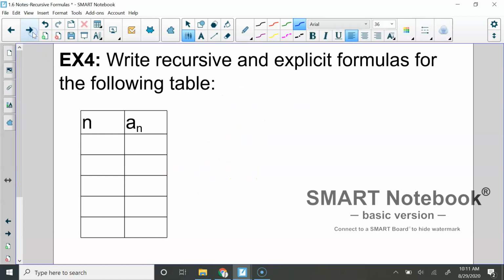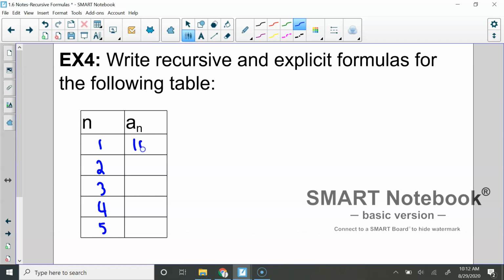Okay, so let's look at writing a recursive and explicit formula for the following table. So I'm going to fill this in here. So we're going to have 1, 2, 3, 4, 5, and we're going to have 125, 6.25. I'm just writing in the problem here.